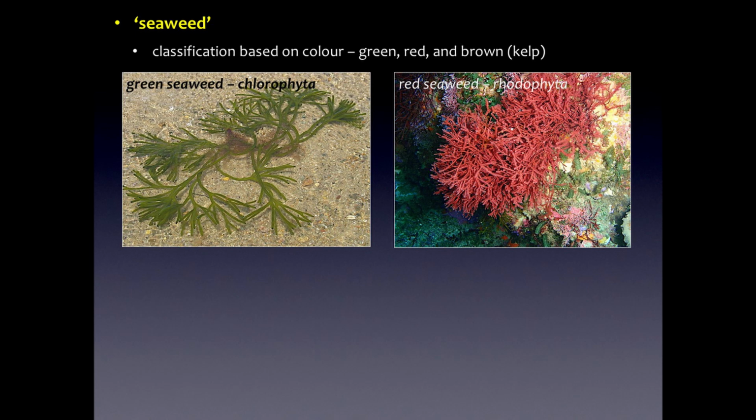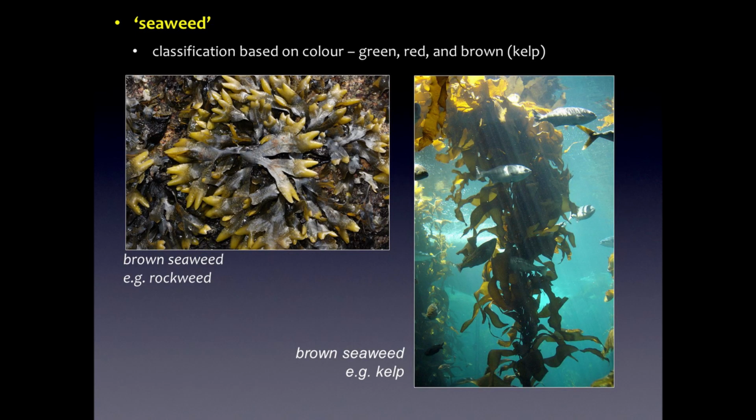On the right, we have red seaweed, also known as rhodophyta. And red because of the presence of a pigment that reflects red light and absorbs blue light. The presence of this red pigment, interestingly enough, allows this organism to photosynthesize and live at greater depths than most other algae. We also have brown seaweed, quite commonly known as kelp, or another type here that we have called rockweed.